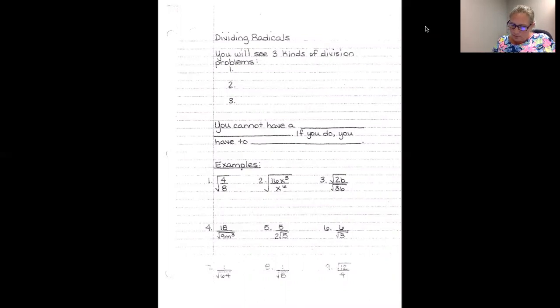Do not forget your questions box. You are welcome to put that here at the top or on the back. It is completely up to you.